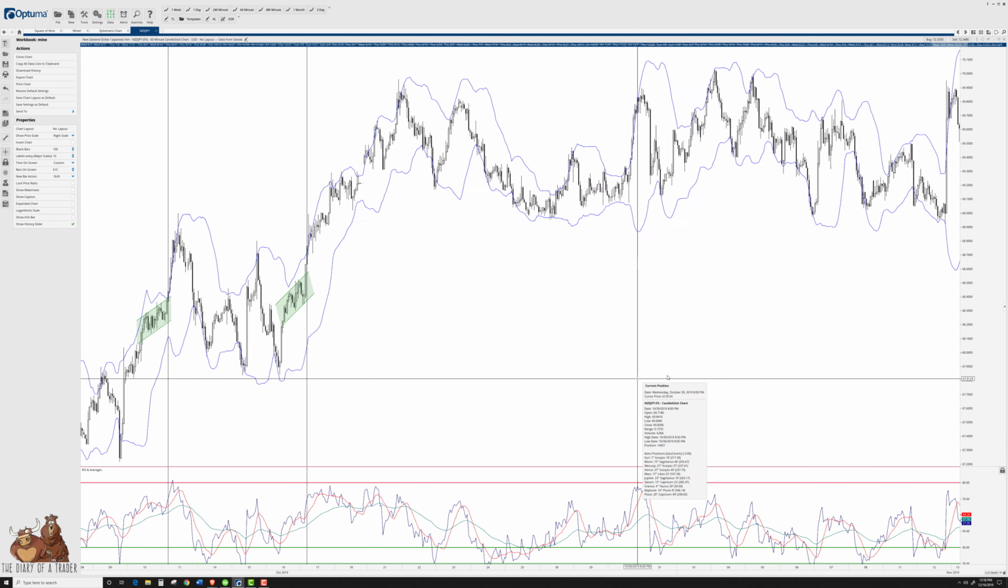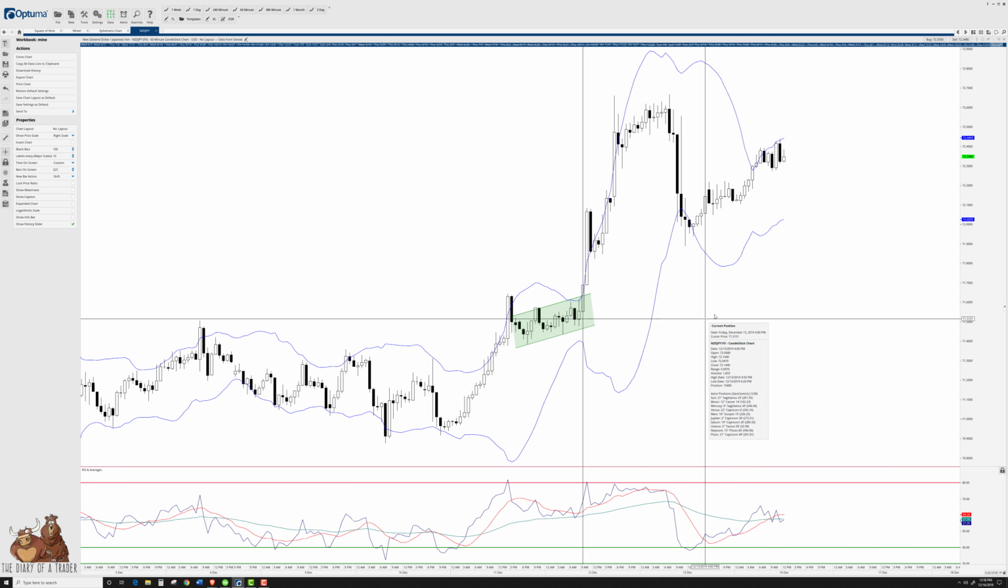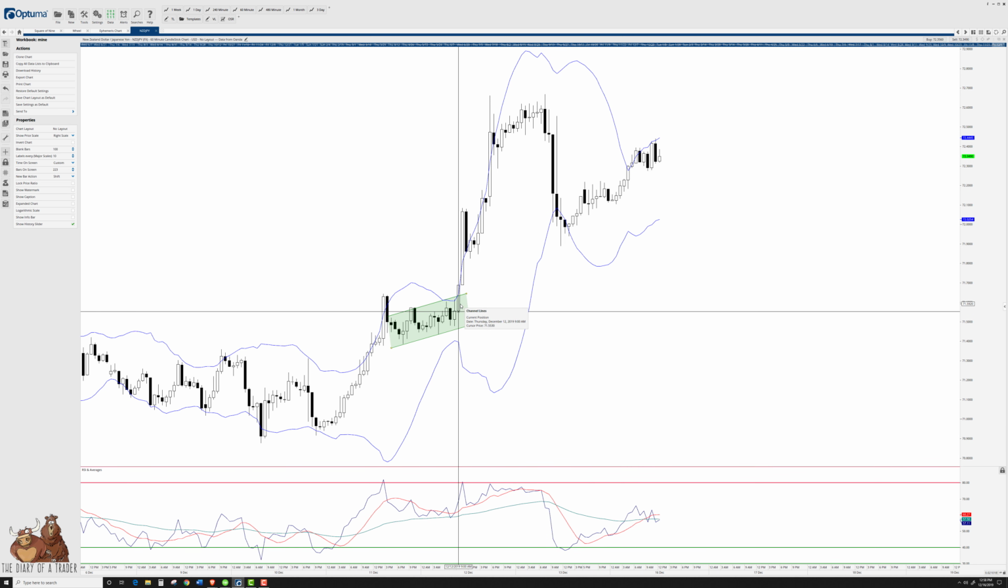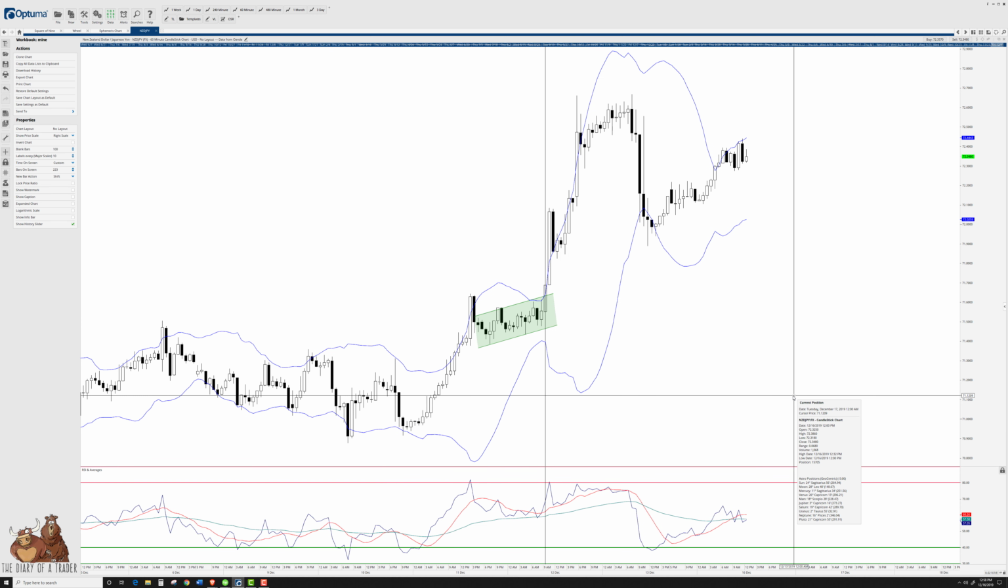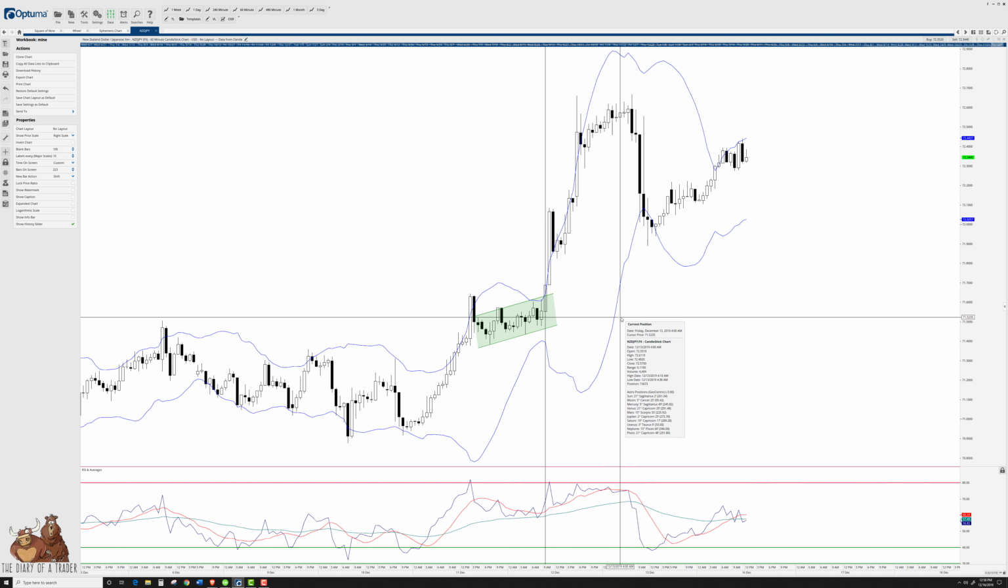So there's that. And then if we go to something more recent, that's what we have right here. This was back on the 11th and the 12th of December. We saw price break out of the ascending channel. In addition, it broke above the Bollinger Bands, and the RSI was a hair above level 70 when this occurred.